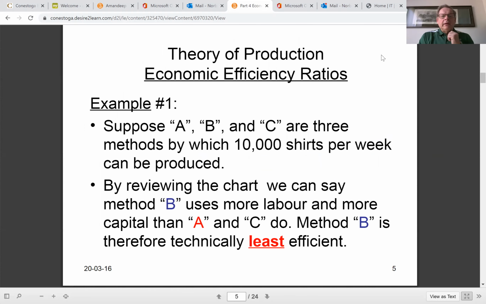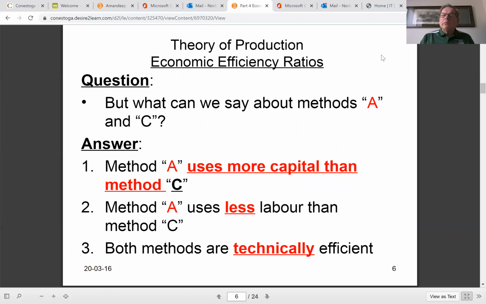Suppose A, B, and C are three methods by which 10,000 shirts per week can be produced. By reviewing the chart, we can say that method B uses more labor and more capital than A and C. Method B, therefore, is technically least efficient because it uses more capital and more labor than the other two methods. But what can we say about method A and C? Method A uses more capital than C. Method A uses less labor. Both methods are technically efficient.